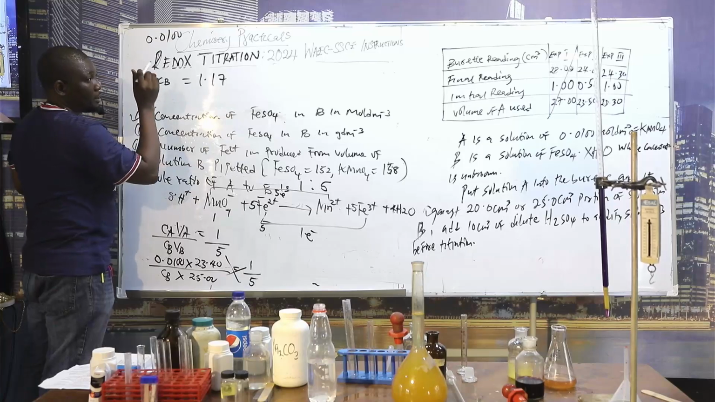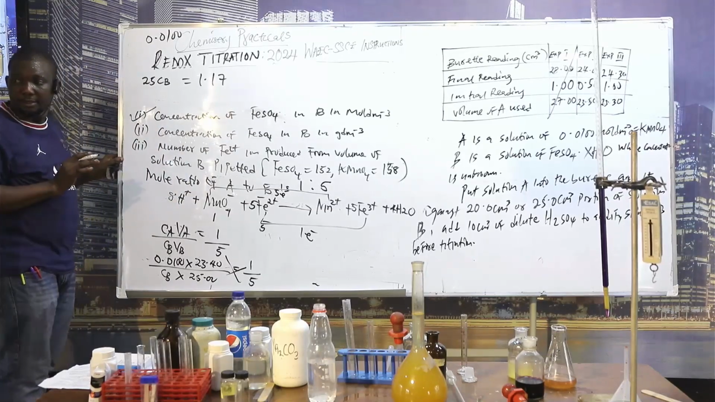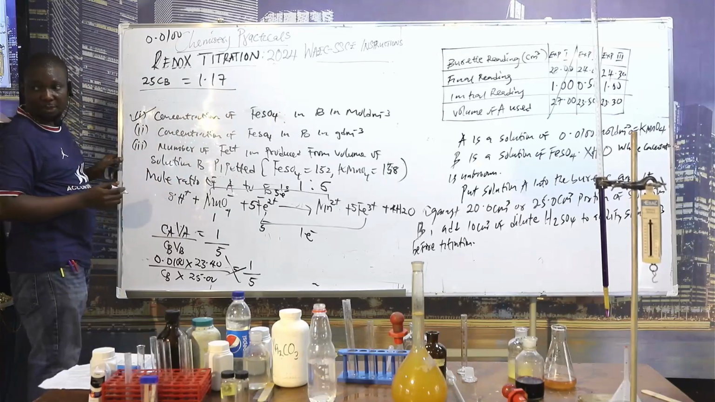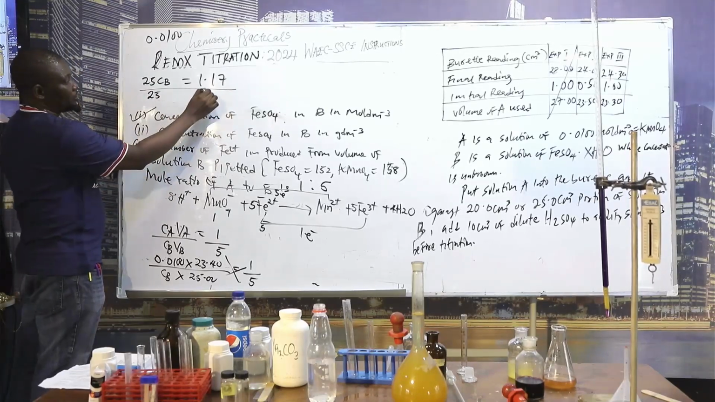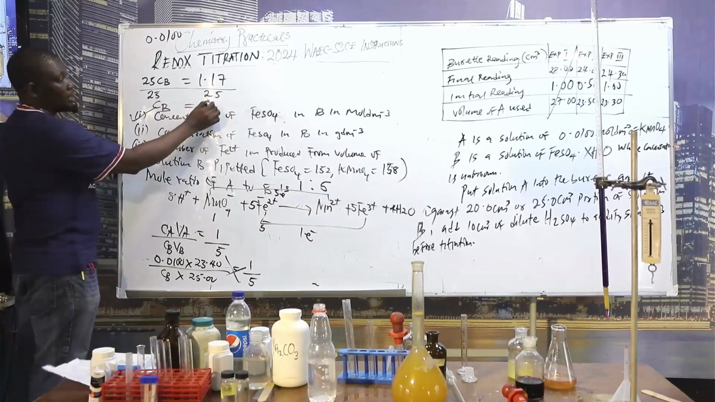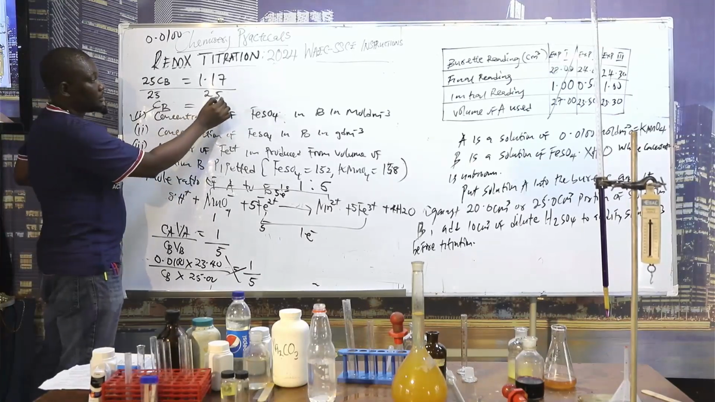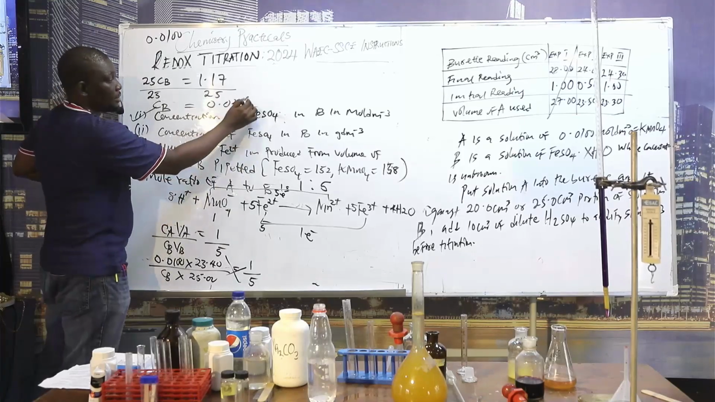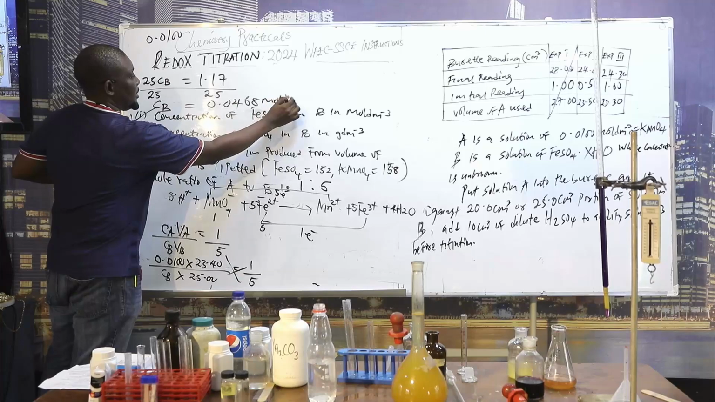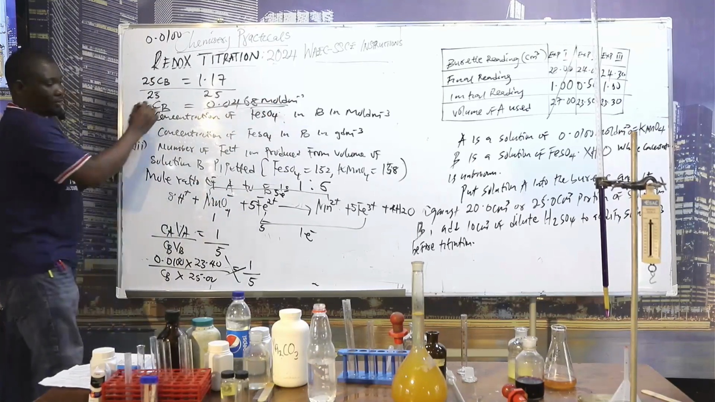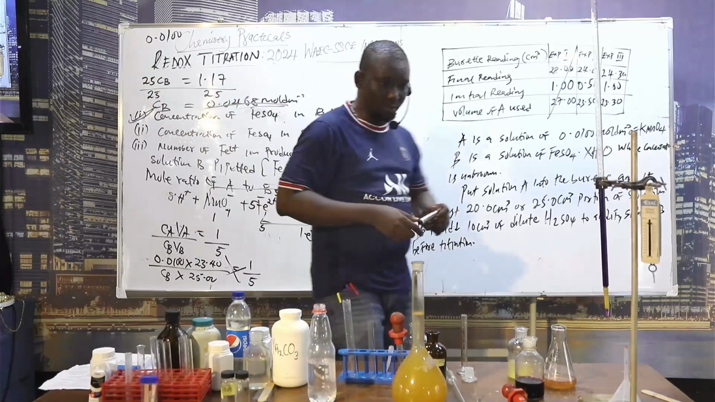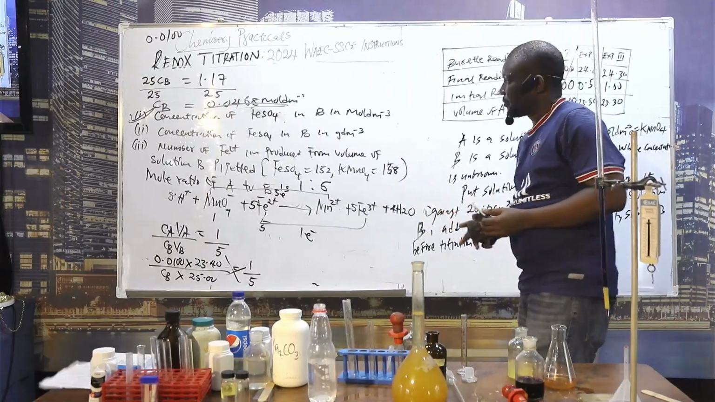1.17. That is it? Okay, that's it. What do you do at this point? We divide both sides by the coefficient of CB, which is 25 here, 25 here. So that CB alone is what? 0.468 mole per dm³. That is for this one. You can pause the video and check how we got it.